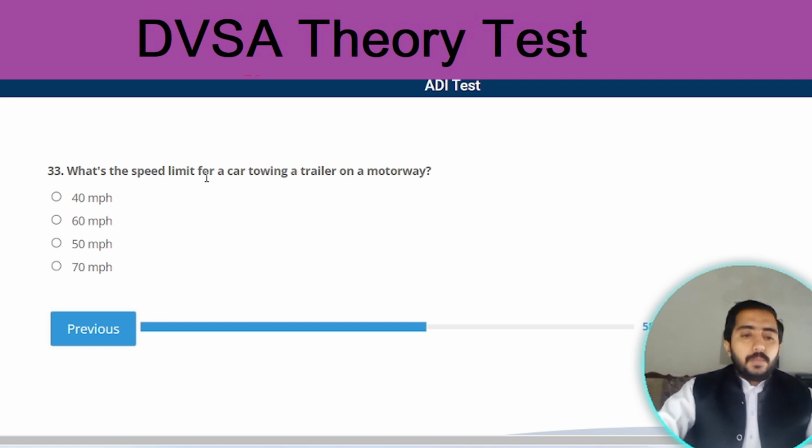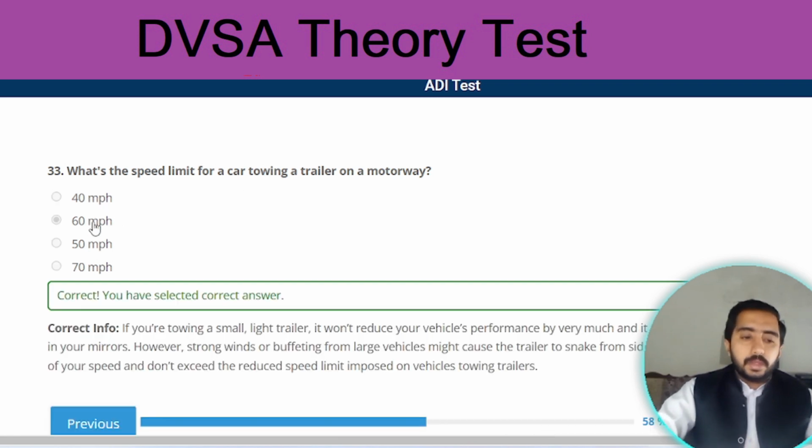What's the speed limit for a car towing a trailer on a motorway? If a car is towing a trailer on a motorway, the speed limit would be 60 mph. Option B. Next one.